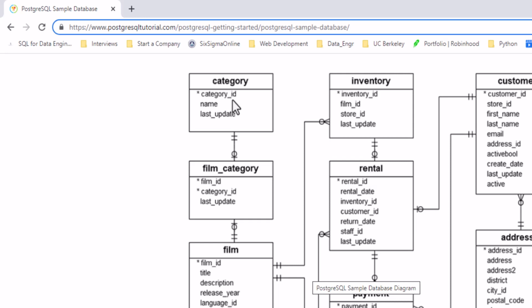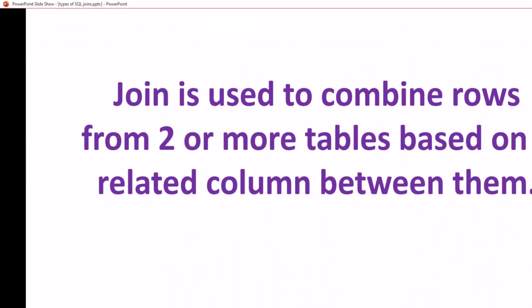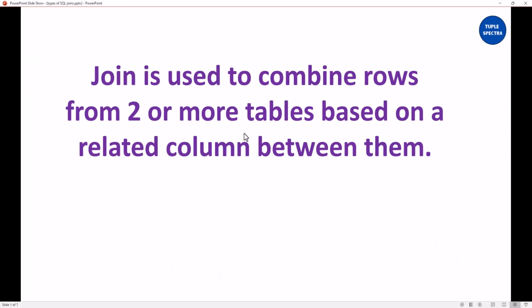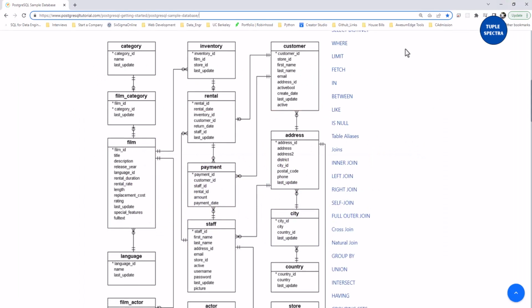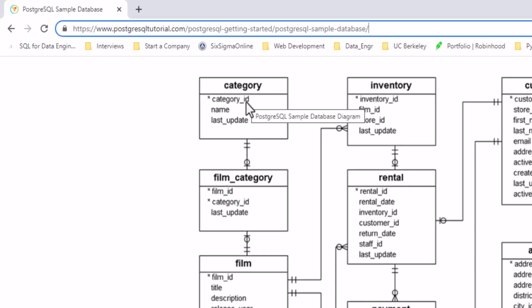And that's why we say that joins, like I mentioned right here, are used to combine rows from two or more tables based on a related column between them. So that means there is a related column between category and film category, and that column is category ID.